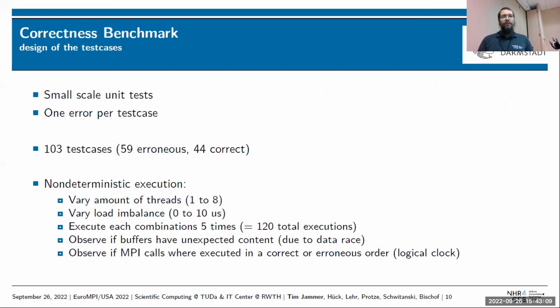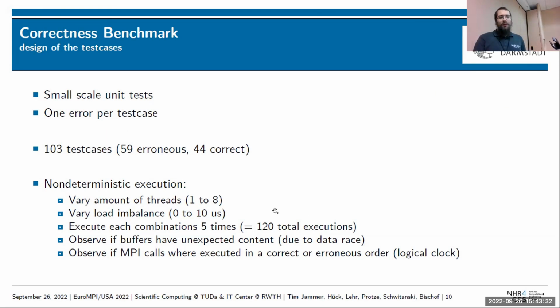So how can we find out how well the tools are currently performing on those hybrid cases? We have developed small-scale unit tests: one file per test case, one error per test case. And if you have a look in the GitHub repository, I post the link on the last slide, you see that each error case also has a comment at the beginning explaining what the error is actually about.